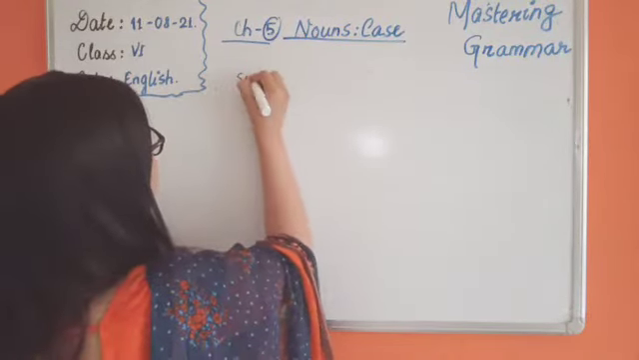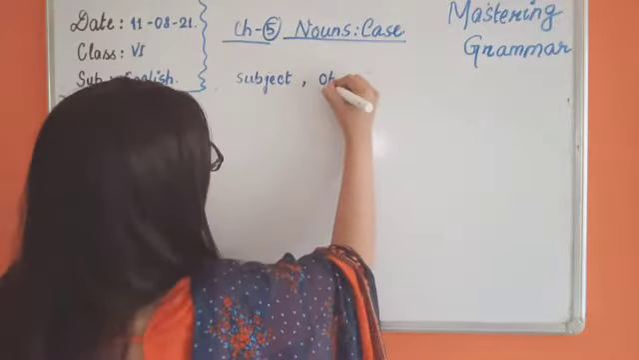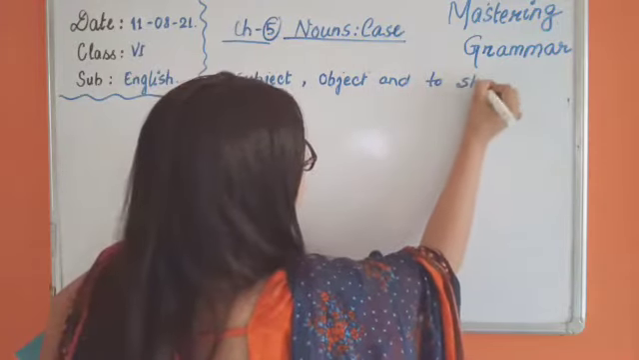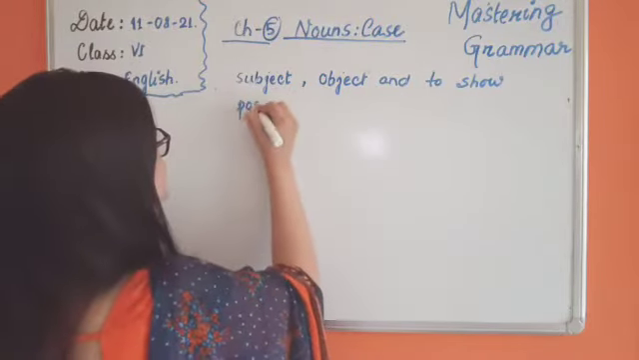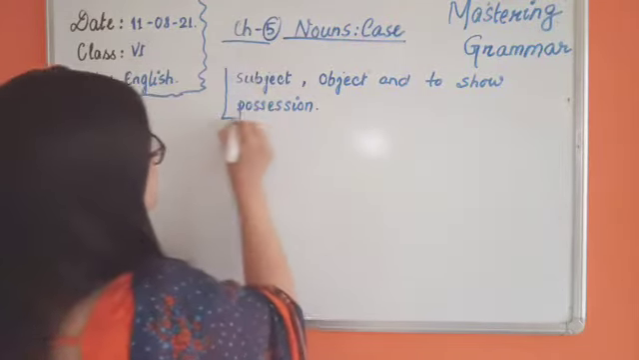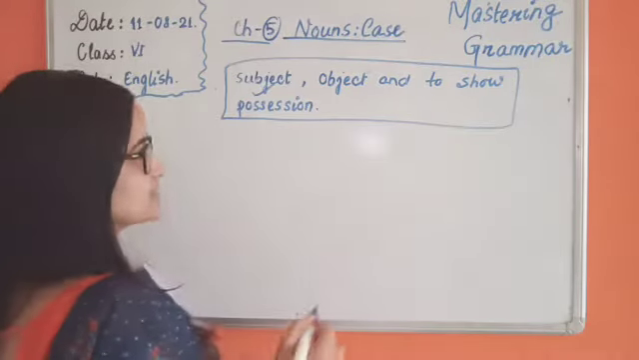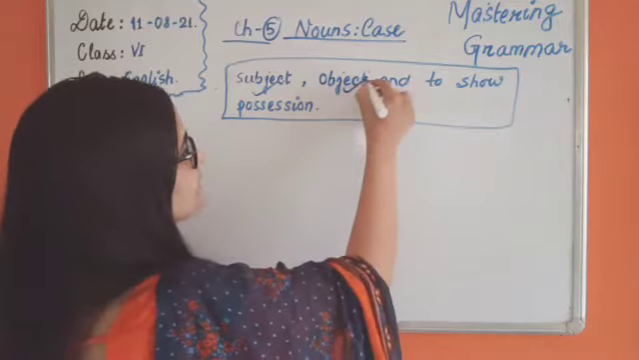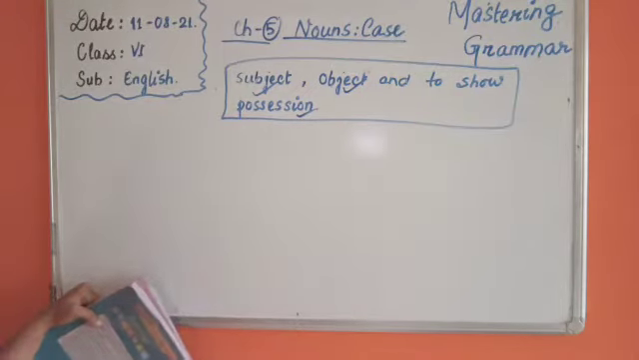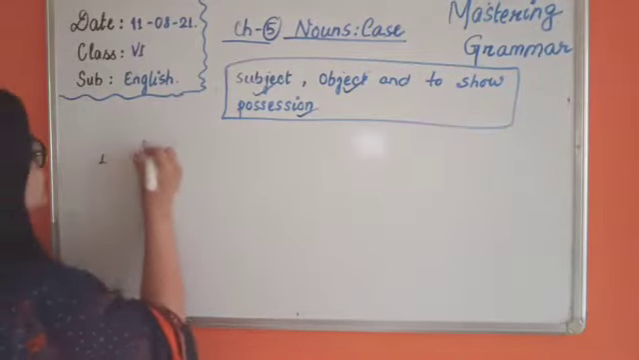So what did I tell you? It can be used as a subject, it can be used as an object, and to show possession. Yes, these are the three uses of the noun. It can be used in these three ways. Now there is a particular name given for each one of these. When we use it as a subject, we call it with a different name. When we use it as an object, we call it with a different name. And when we try to show possession of the noun, then we use a different word for it. So the first case that we are going to learn is nominative case.